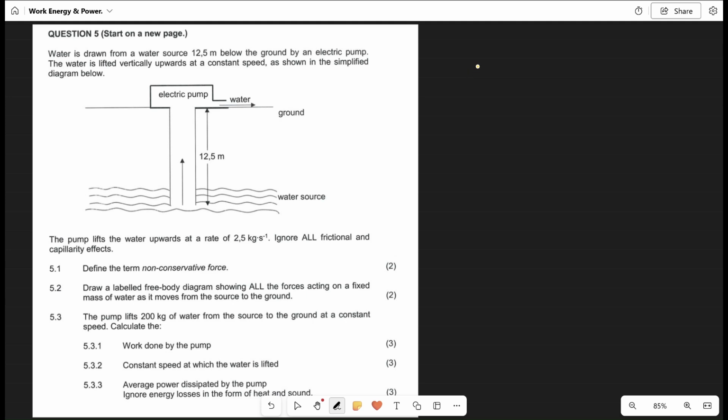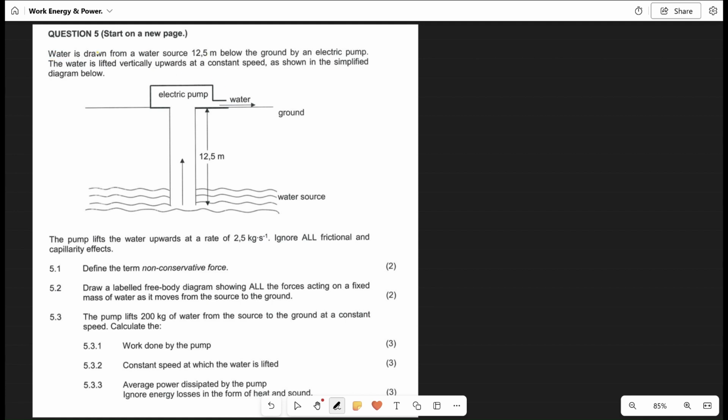And today, without wasting any time, we're going to be looking at question 5 of paper 1 Physical Sciences, which is work, energy, and power, right? So, I would advise you to first try to attempt the question and then look at the solutions as we do them, right? So, we're gonna just read the question and see what we are dealing with, right?